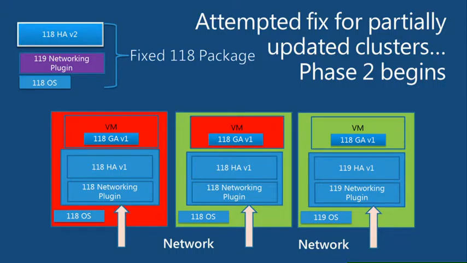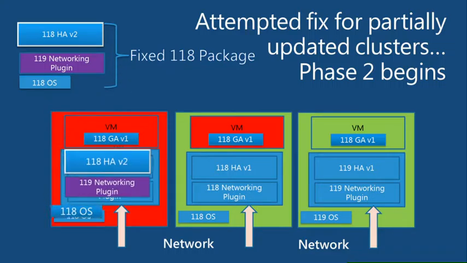Now, for the partially updated ones, here's what we did. We're going to roll it back to 118 completely, because you can see we got 118, 118, 119 over here on the far right. Let's just roll it back to 118. You see something wrong with that package? We wanted to roll the whole thing back to 118. Somebody forgot to put in the 118 network agent. The 119 network agent is incompatible with the 118 host agent.